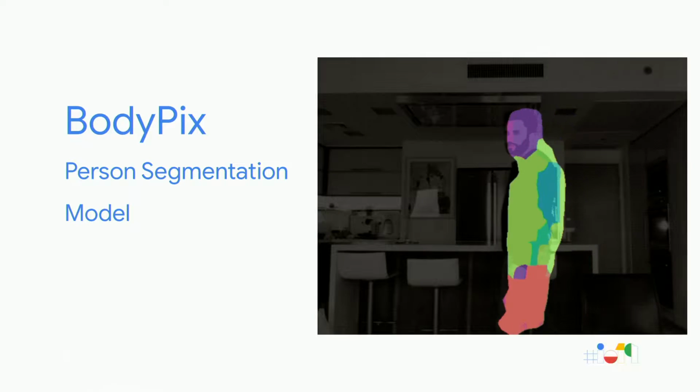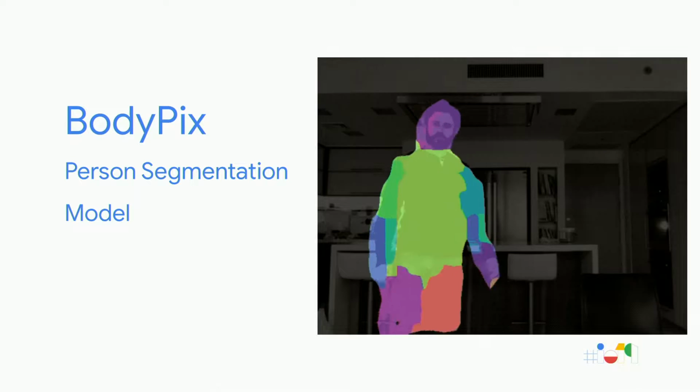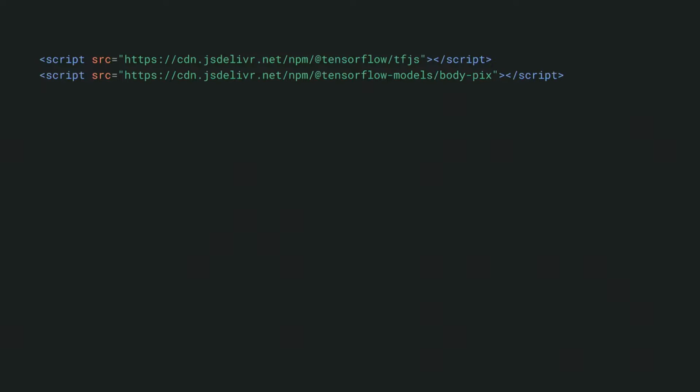So let's take a look at what the code looks like and how you would use a model like this. So you start by loading the library and by loading the model using the script tag from our hosted scripts.